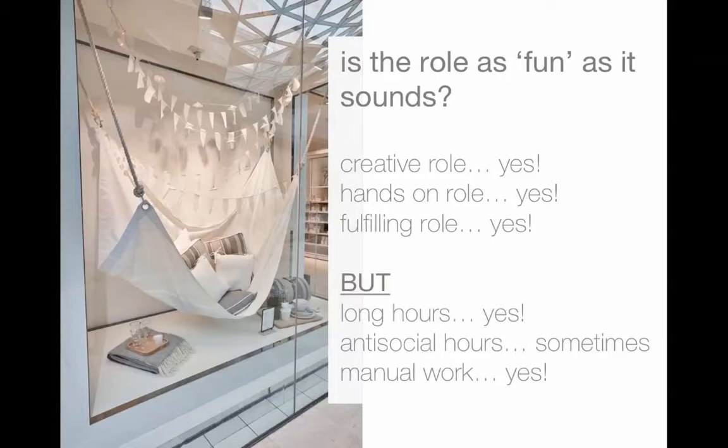So this is a very generic overview. This doesn't necessarily mean this is the same for every brand, so don't rule it out based on any of this information necessarily, but it's just worth considering the role overall.